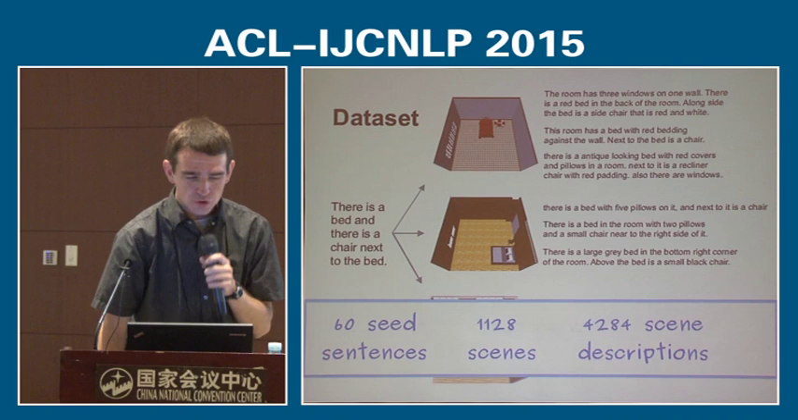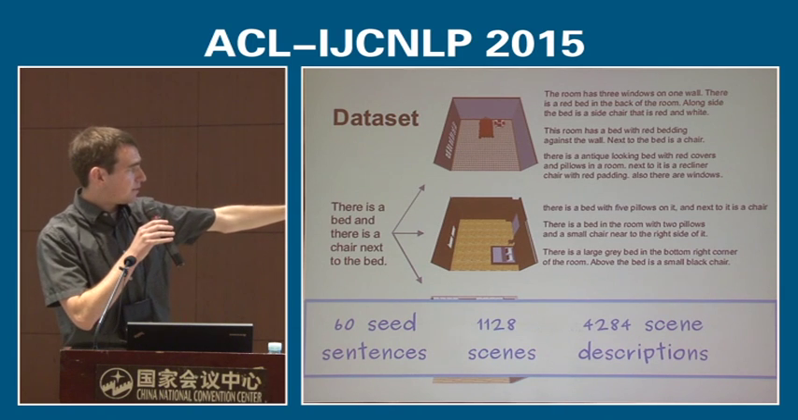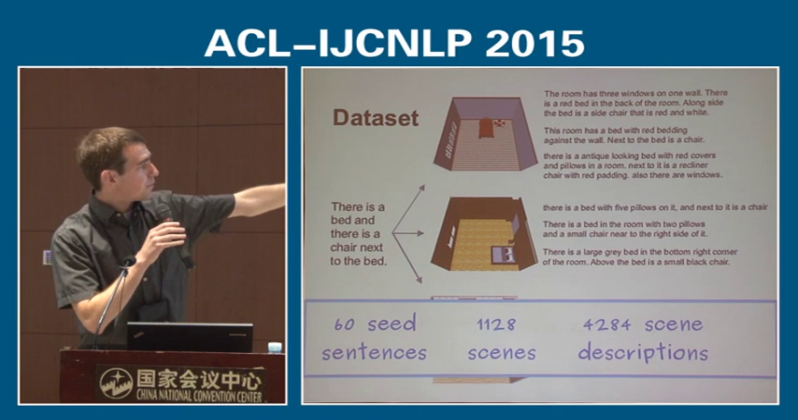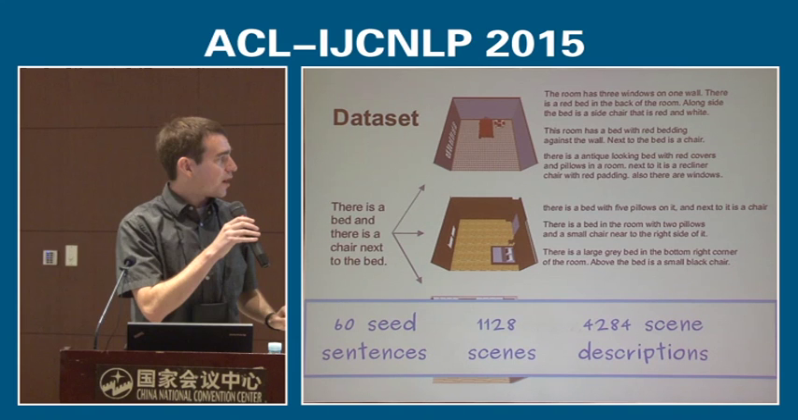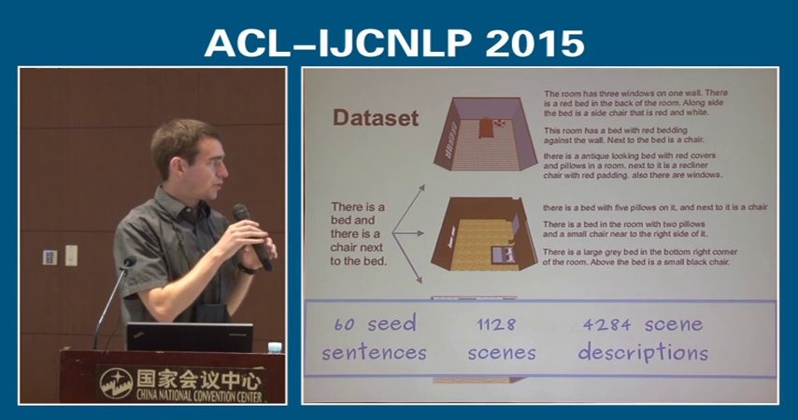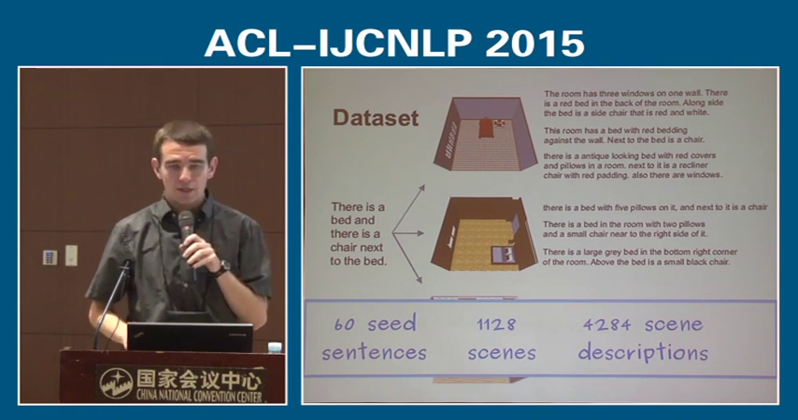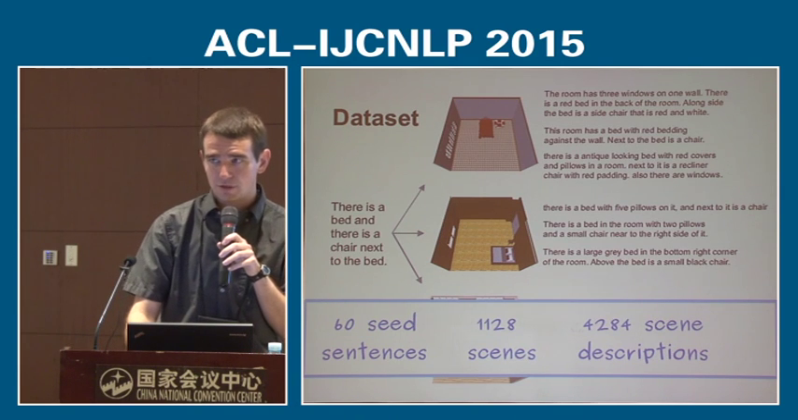So our completed data set includes these 60 seed sentences with over 1,000 scenes that were created from those, and then 4,000 descriptions. So every seed sentence yields several scenes, and every scene is described by several Turker-provided descriptions.